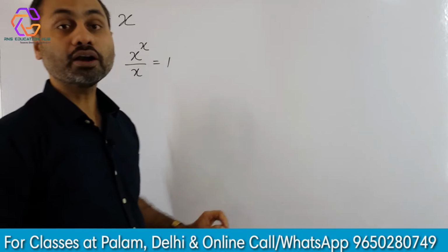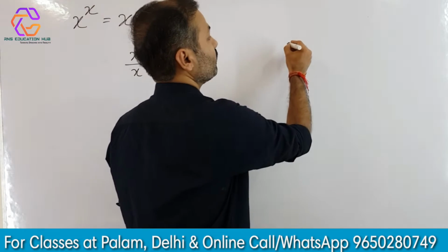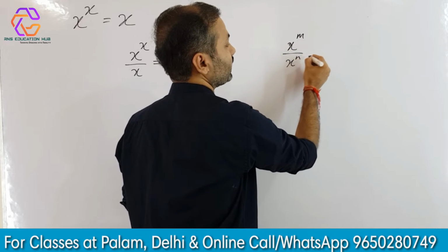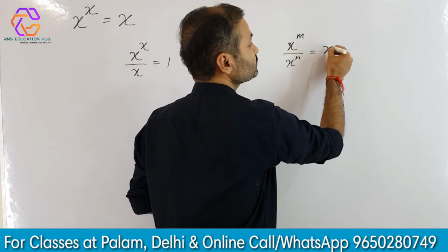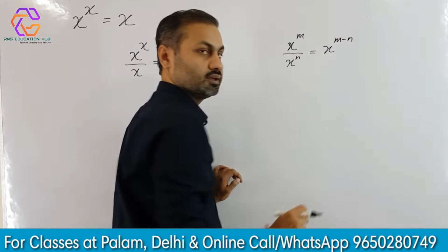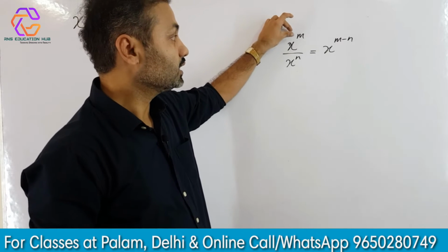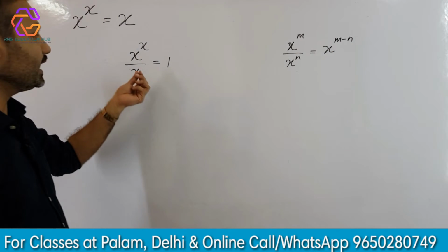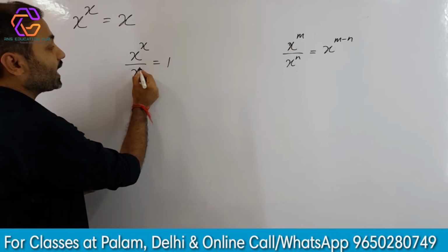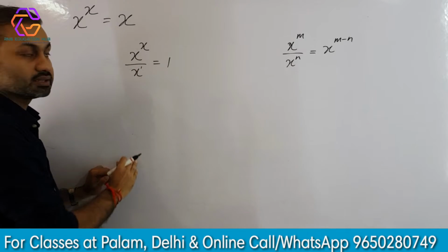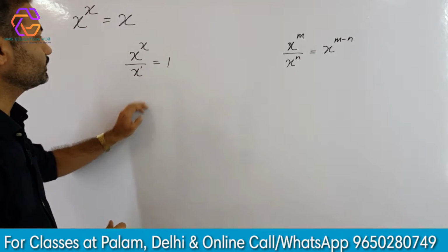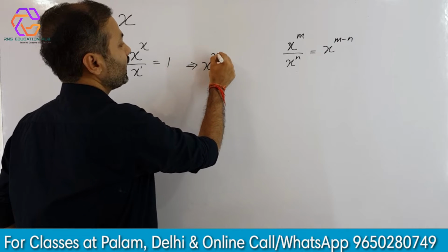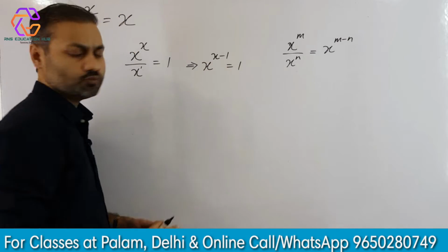Here it is important to explain that if we ever write x to the power m divided by x to the power n, that simply becomes x to the power m minus n. What we do is we subtract n from the power m. Here we can see that the power of x is nothing but simply 1. So we can write the equation as x to the power x minus 1 is equal to 1.